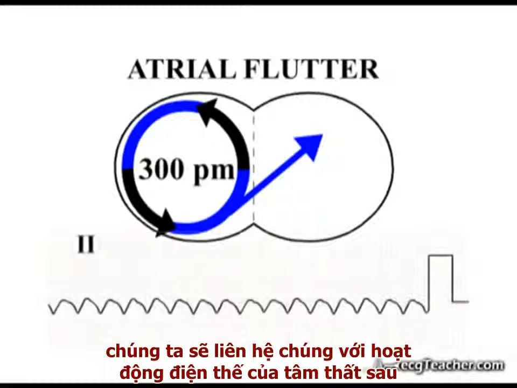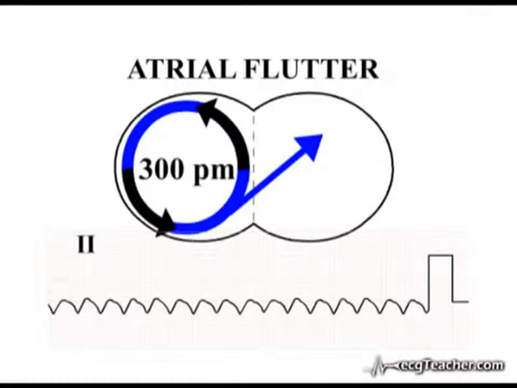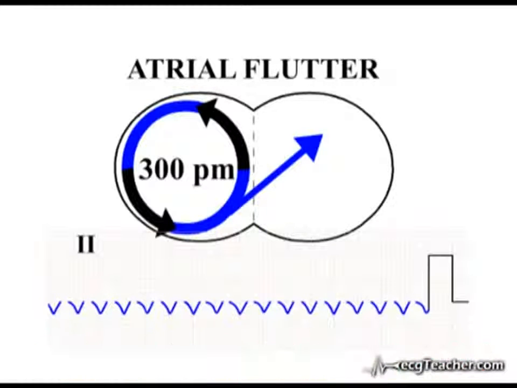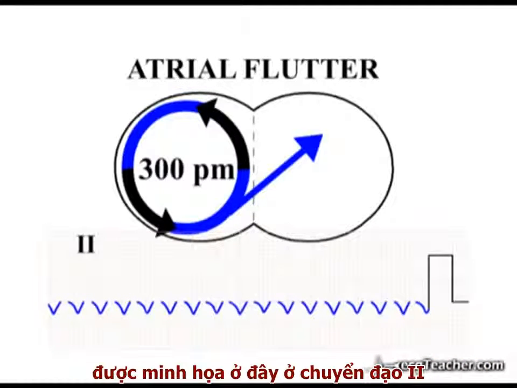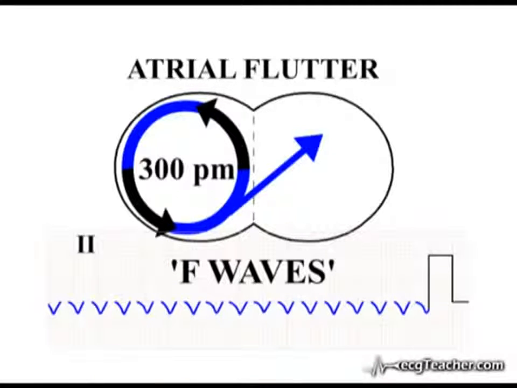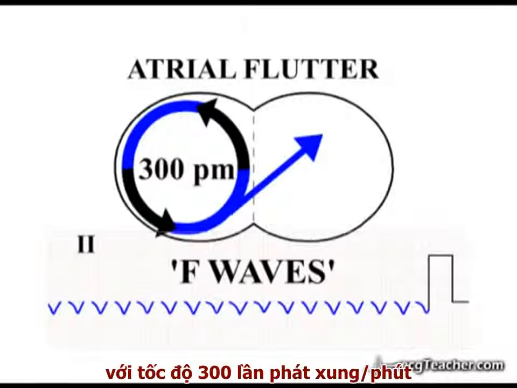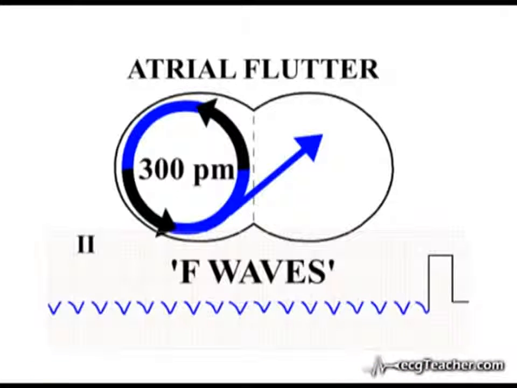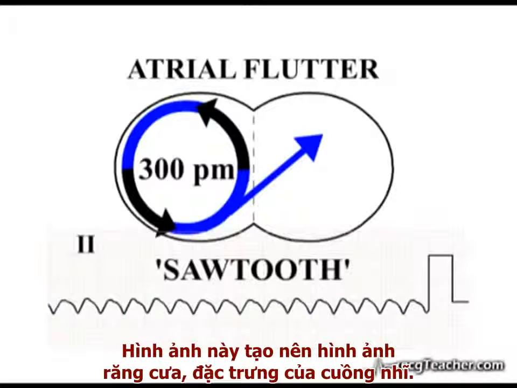If we mask ventricular electrical activity for the moment, you will see that the discharge of depolarizing current from the re-entrant loop produces a large negative deflection in the inferior leads, illustrated here in lead 2. These are flutter waves. At a rate of 300 discharges per minute, the flutter waves are of course present at intervals of approximately 1 per large square. This is the sawtooth pattern characteristic of atrial flutter.